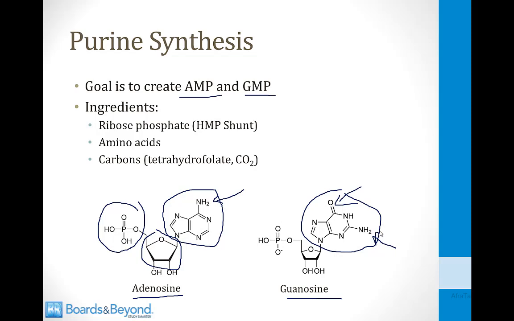So the ingredients that the body is going to use in order to synthesize this final product of either AMP or GMP are a ribose phosphate sugar, and this comes from the HMP shunt, which I talk about in another module. Certain amino acids will also be used. We'll talk about that in a little bit. And then finally, some carbons will be added. They will come from either tetrahydrofolate or from carbon dioxide.